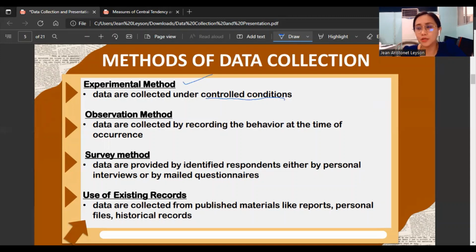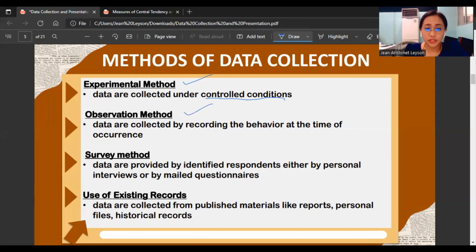If you can still remember, whenever you do science experiments, there is what we call the independent variable, the dependent variable, and the controlled variable. So these three variables will be observed so that in the end, the researchers or you students will be able to come up with a conclusion.